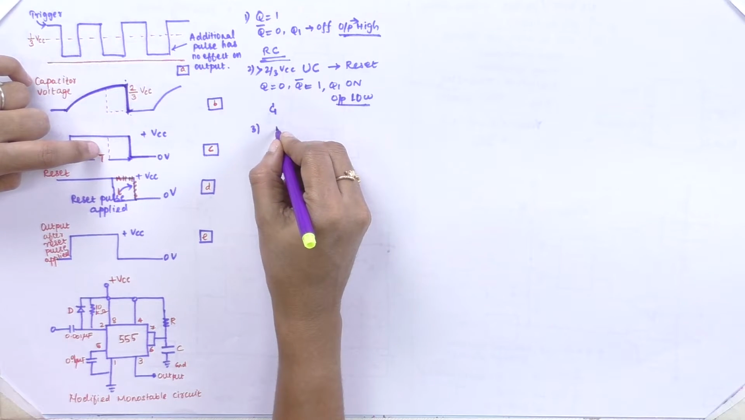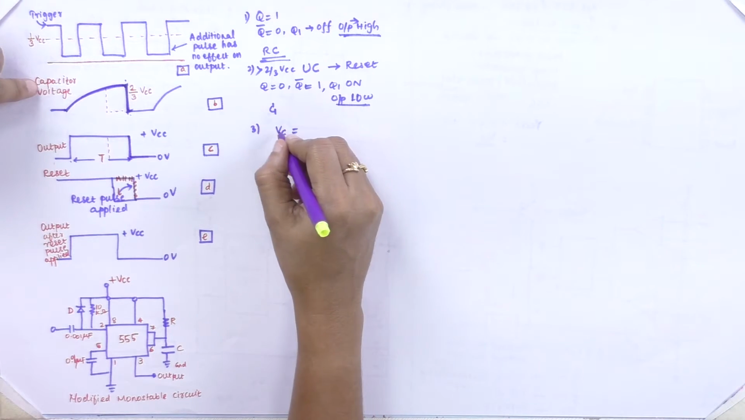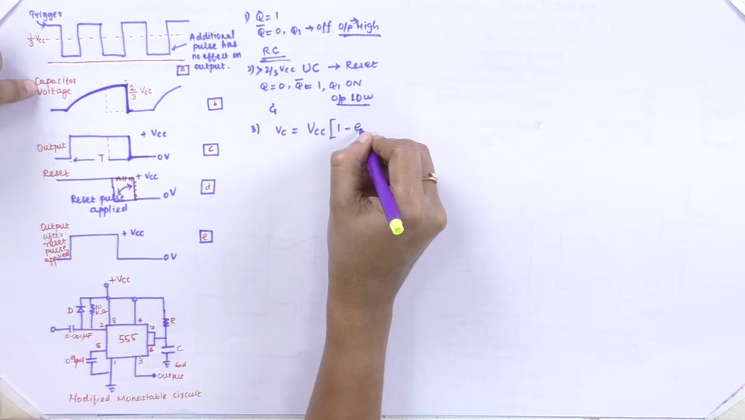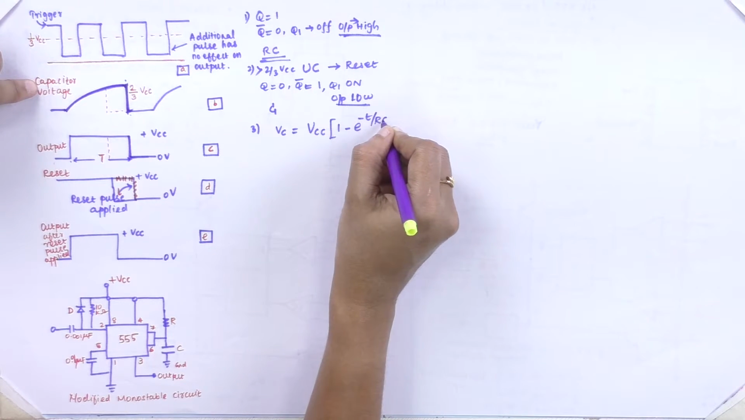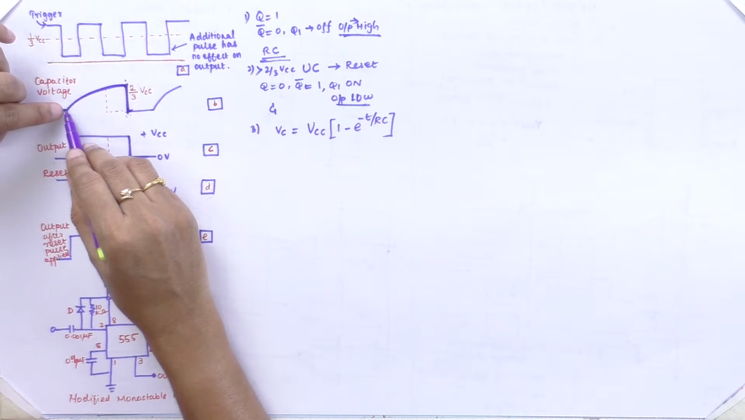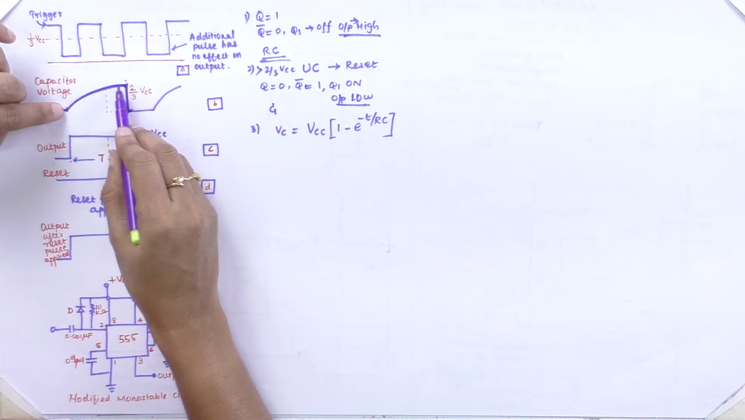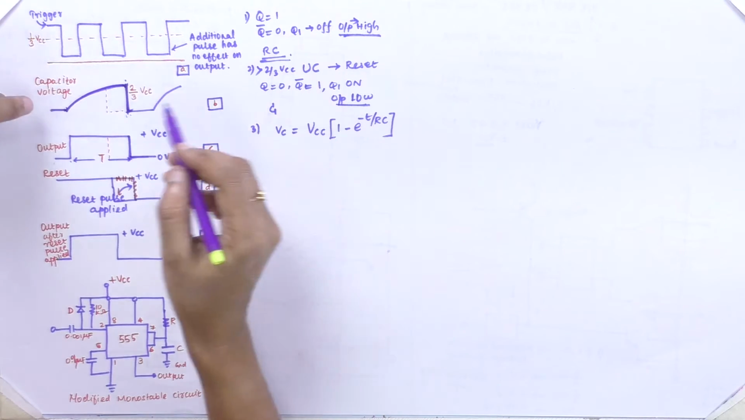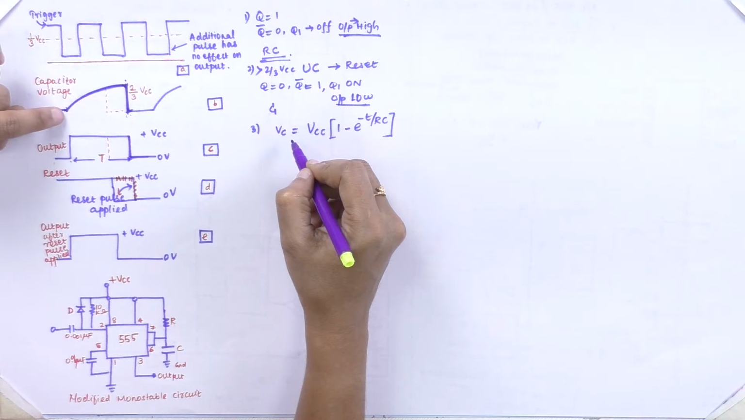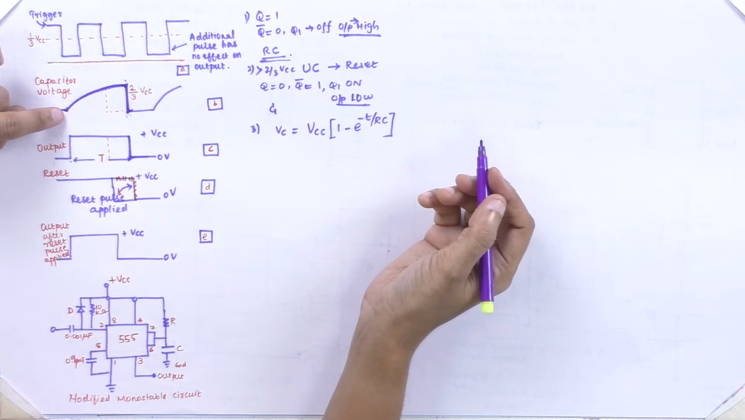So in this, the voltage across the capacitor, Vc, is nothing but Vcc into 1 minus e power minus t by RC. So this is the expression for this. It starts from this value and varies exponentially based on this R and C component. The capacitor voltage can be expressed as Vc equal to Vcc into 1 minus e power minus t by RC.